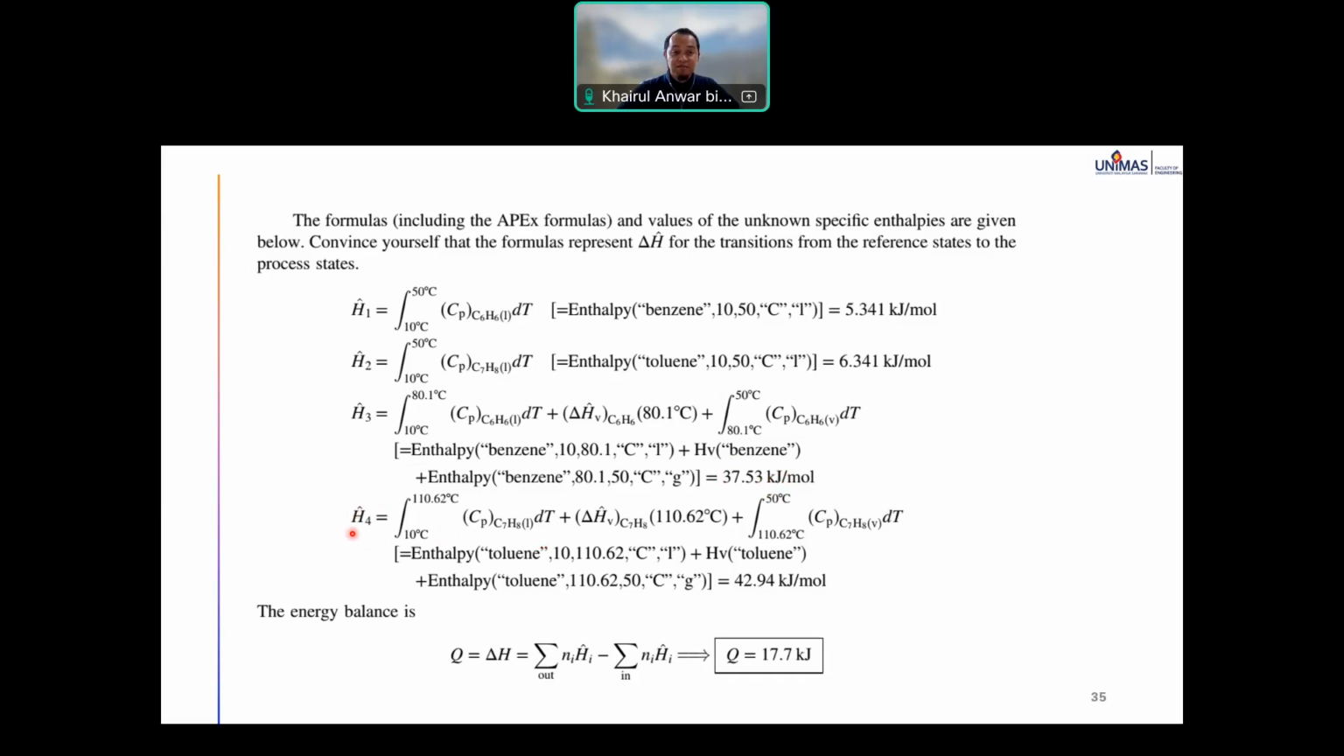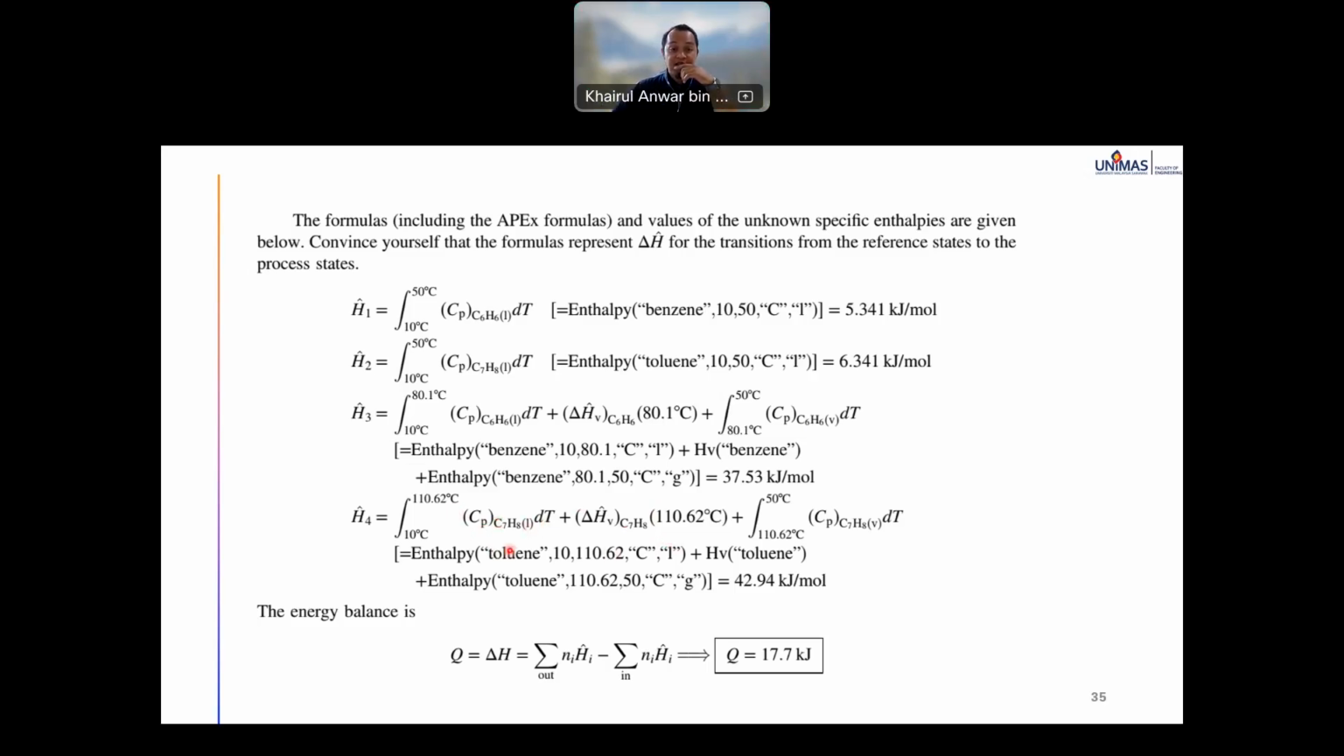The same thing for H4 here. H4 is for toluene. For toluene, refer to table B1, page 634. The boiling point for toluene is 110.62. Meanwhile, the delta HV here is 33.47 kilojoule per mole.